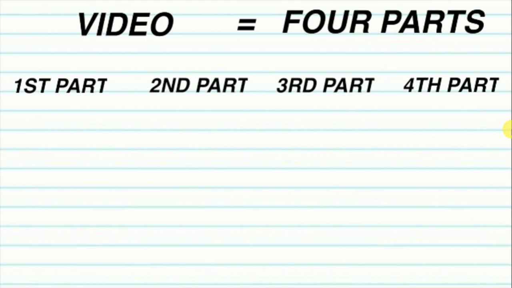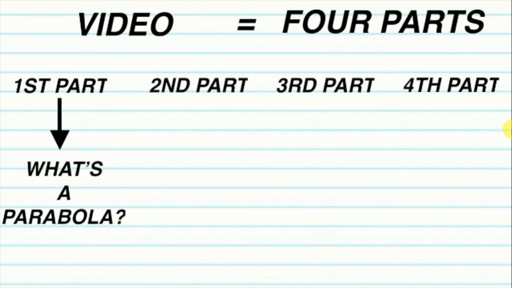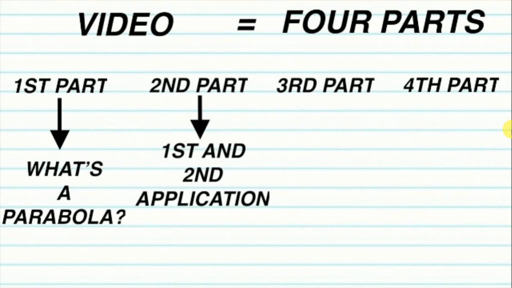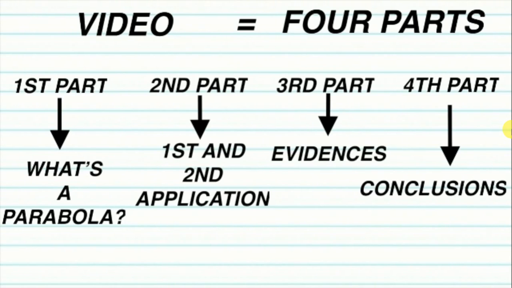This video will be divided in 4 parts. In the first part, it will talk about what's a parabola. In the second part, it will explain the first and the second application of the conic section already mentioned. In the third part, it will show the evidences, and finally, in the fourth part, the conclusions.